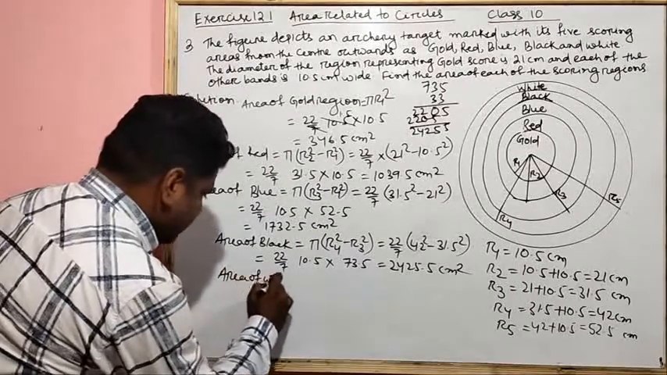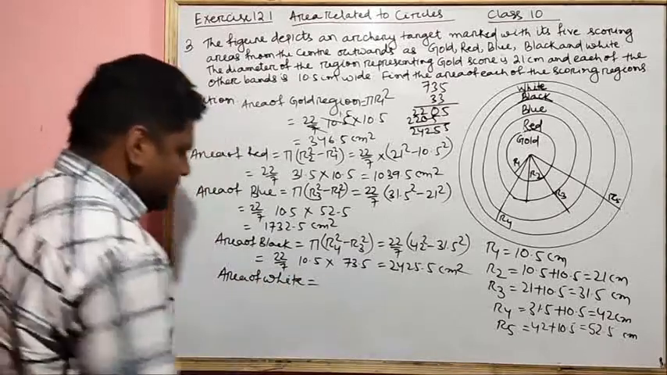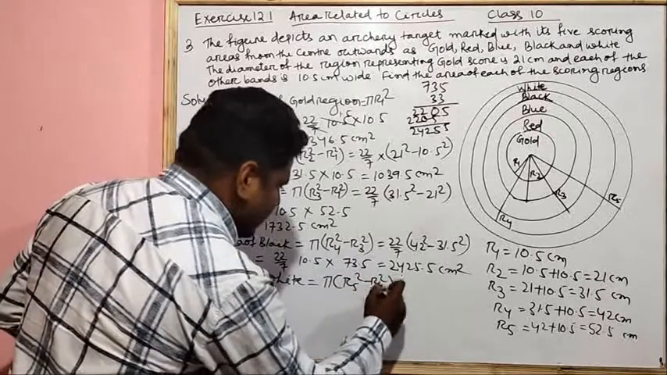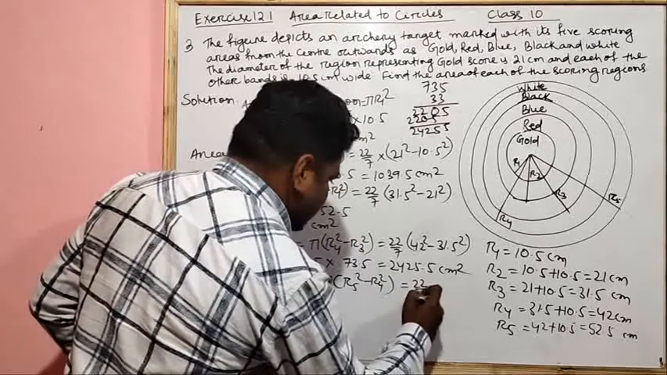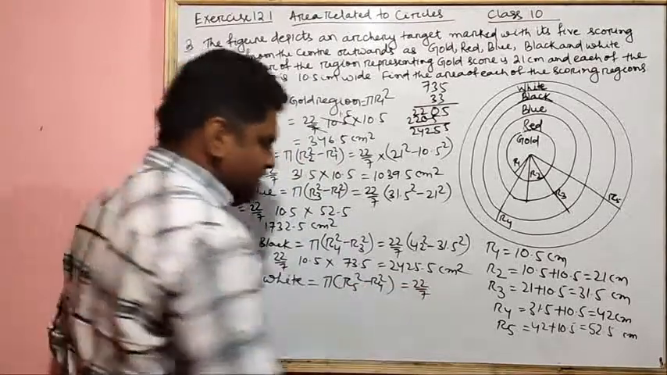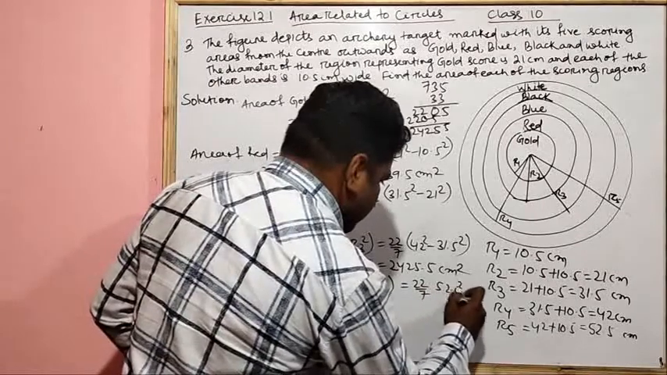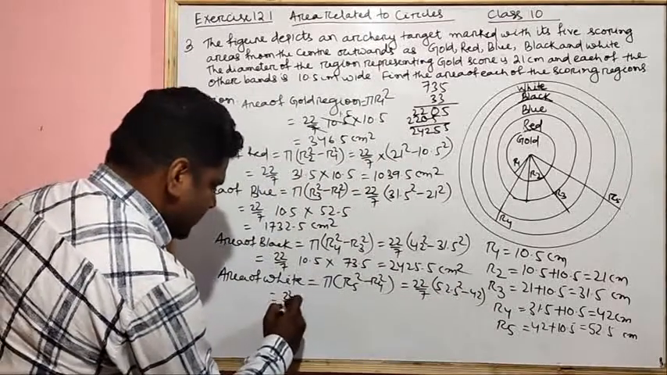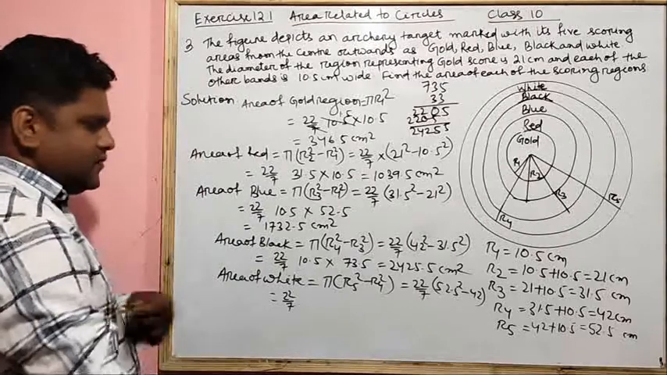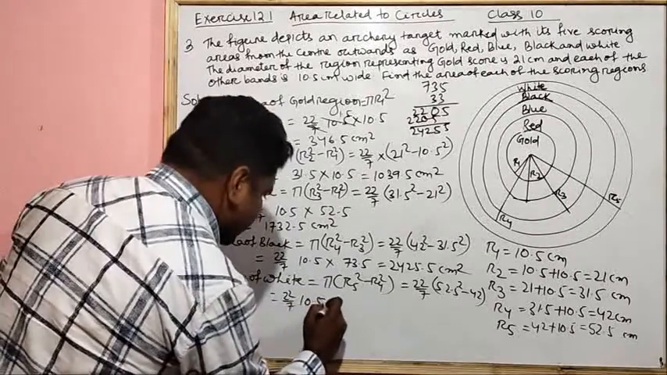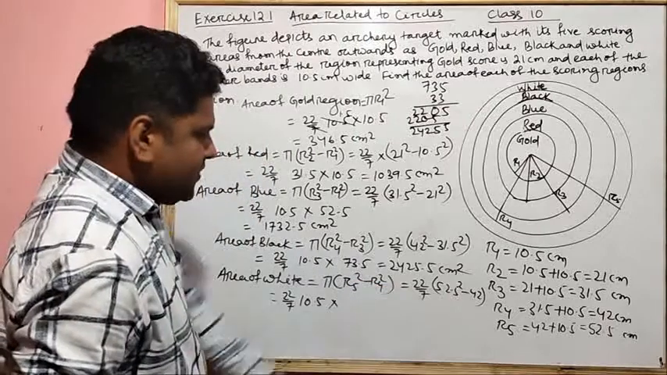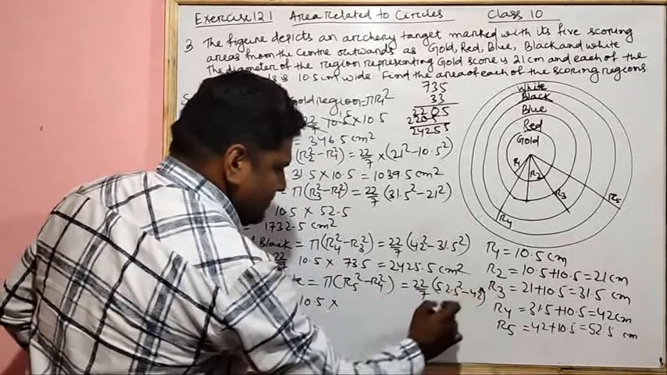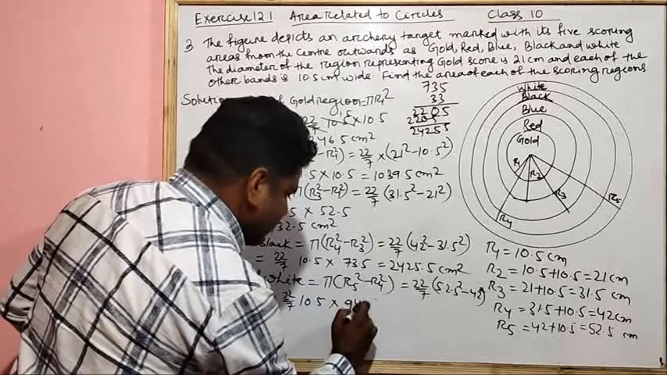Next, area of white region. Area of white region is equal to pi r5 square minus pi r4 square, taking pi as the common factor. Now pi equals 22/7, r5 is 52.5 and r4 is 42. It will be equal to 22 by 7 into 52.5 minus 42, which is 10.5, and 52.5 plus 42, which will be 94.5.